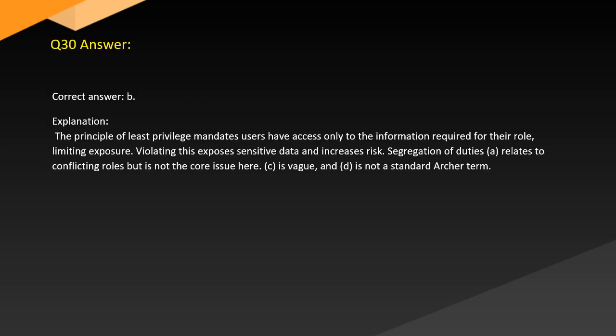Answer. Correct answer: B. Explanation: The principle of least privilege mandates users have access only to the information required for their role, limiting exposure. Violating this exposes sensitive data and increases risk. Segregation of duties, A, relates to conflicting roles but is not the core issue here. C is vague and D is not a standard Archer term.